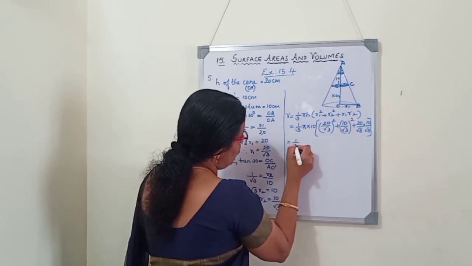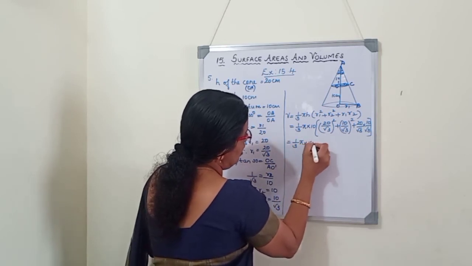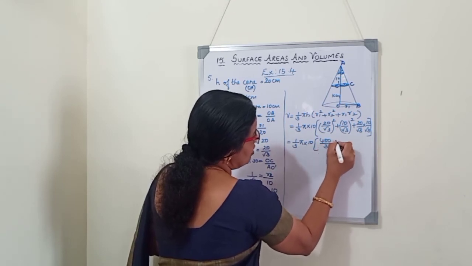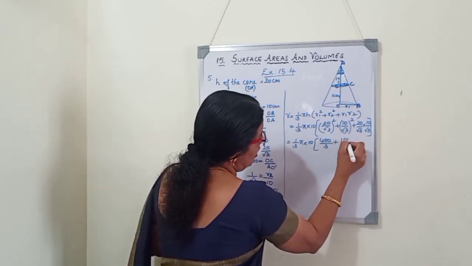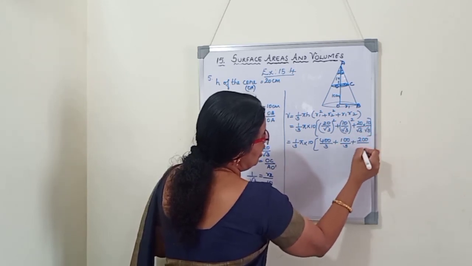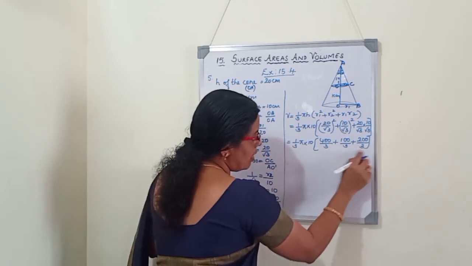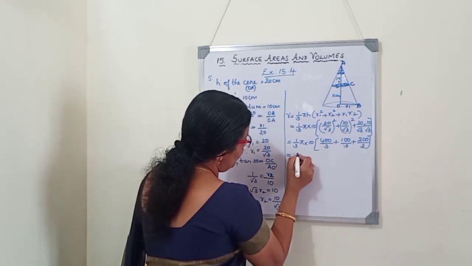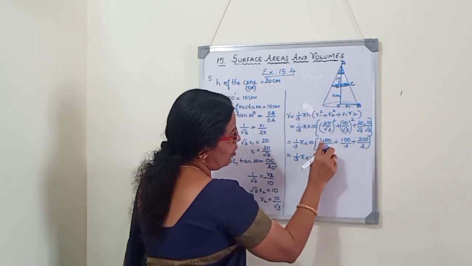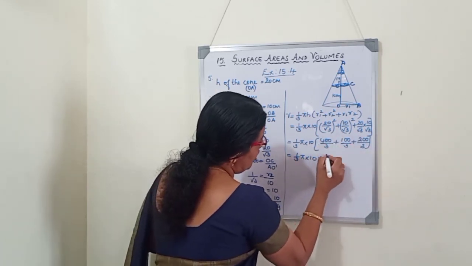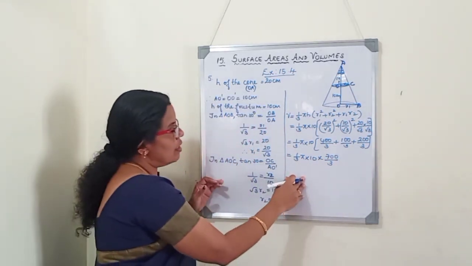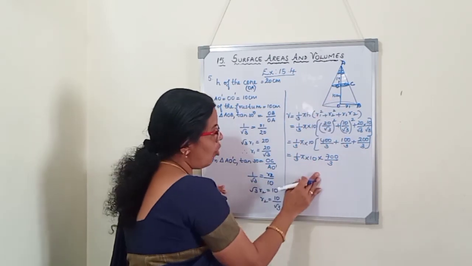Is equal to 1 by 3 pi into 10 into 20 square is 400 by 3, plus 10 by root 3 square is 100 by 3, plus 20 into 10, 200 by root 3 into root 3 is 3. Here every term has the same denominator. So we will add all the numerators: 400, 500, 700. Common denominator 3 we will write. So this is the volume of the frustum of a cone.